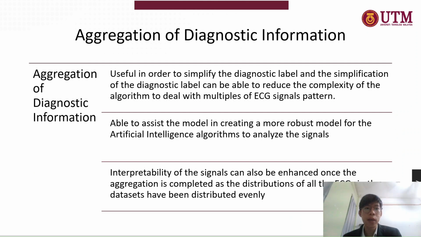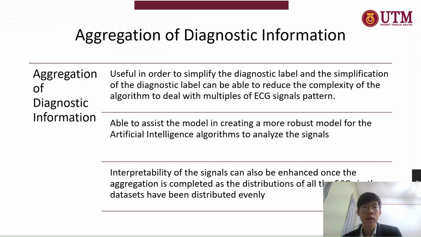First, I would like to present what is done in aggregation of diagnostic information. Aggregation of diagnostic information is really useful to simplify the diagnostic labels, reducing the complexity of the data so that the algorithm can deal with multiple ECG patterns with more ease. It also assists the algorithm model in creating more robustness, so that the artificial intelligence algorithm can perform better in analyzing the signals with less error.